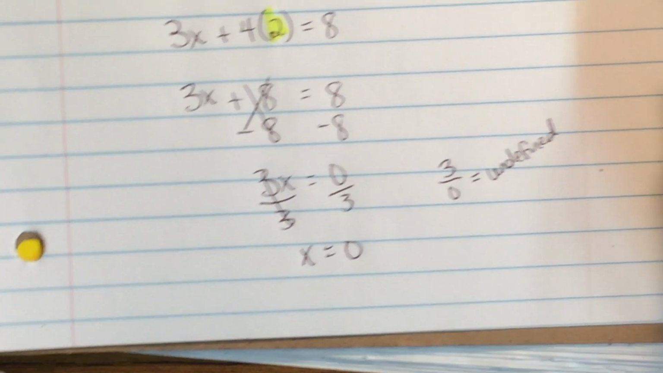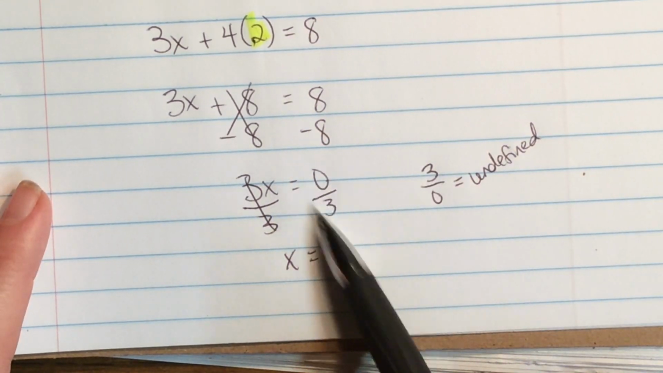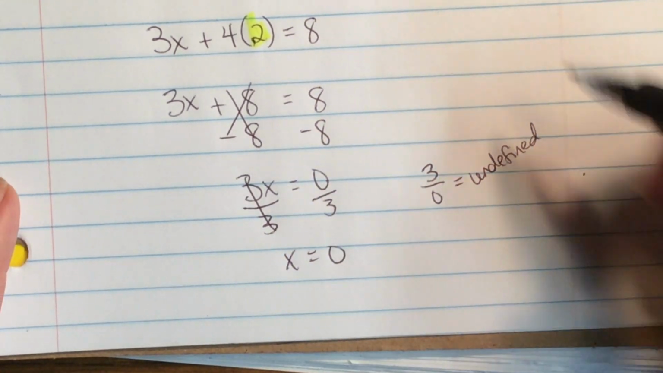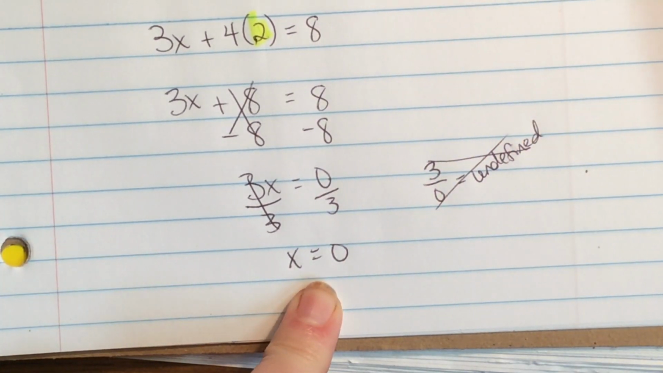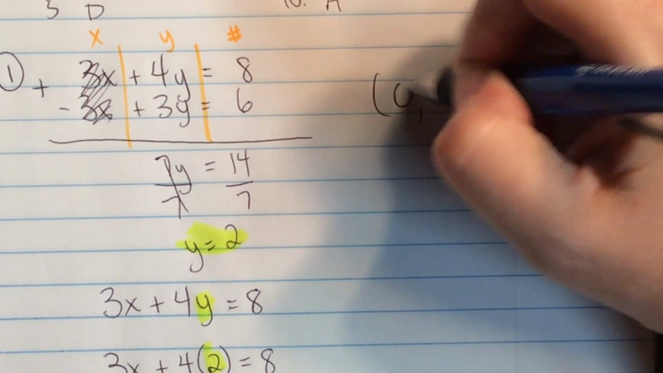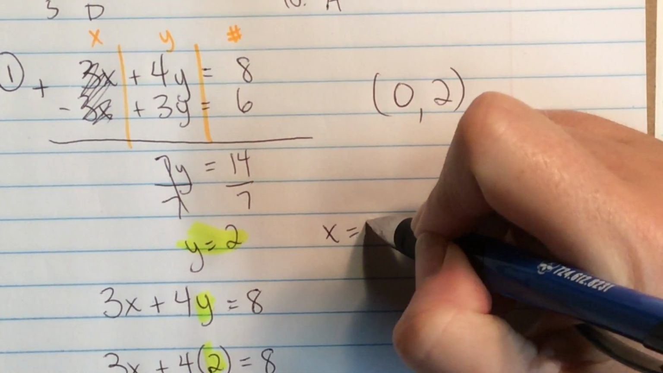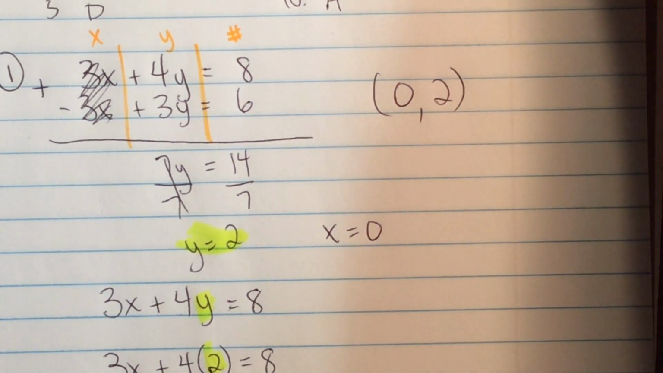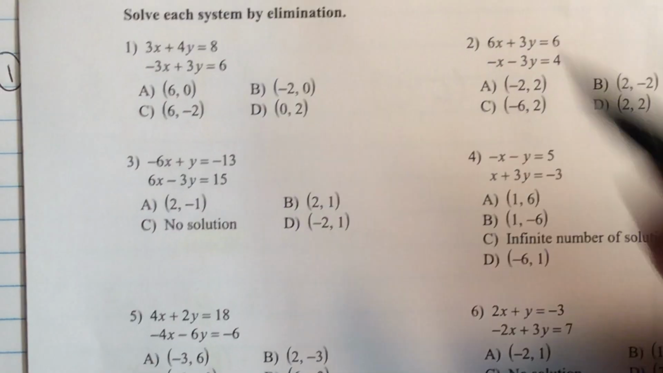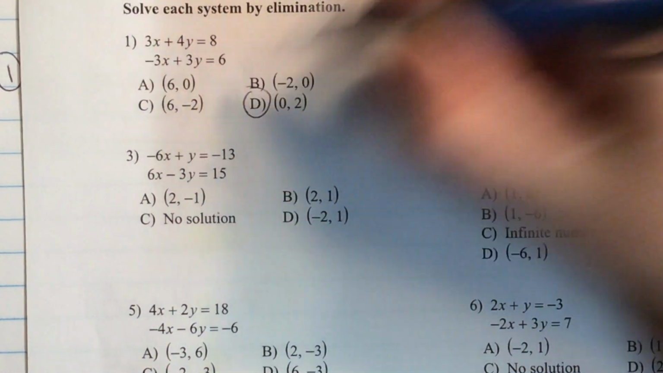But that's not what happened. This one's okay, and so it's just going to be a 0. So that did not happen. So x is 0, and y is 2. So I'm going to come back up, and I'm going to put my 0 in the coordinate point, which is 0, 2, which is D.